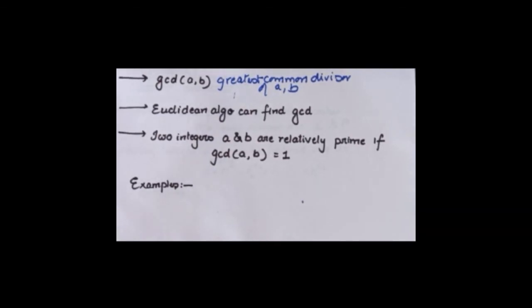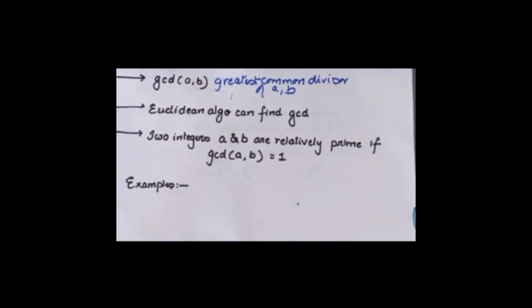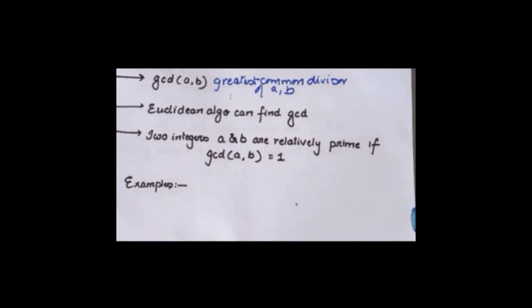I was also telling you that two integers a and b are relatively prime if the GCD of those two integers is equal to 1. So what is a relatively prime number? Relatively prime numbers are those numbers for which, when you find the GCD of the two numbers, the GCD is equal to 1. That is when you can say that those two numbers are relatively prime. Okay, that is the definition of relatively prime.